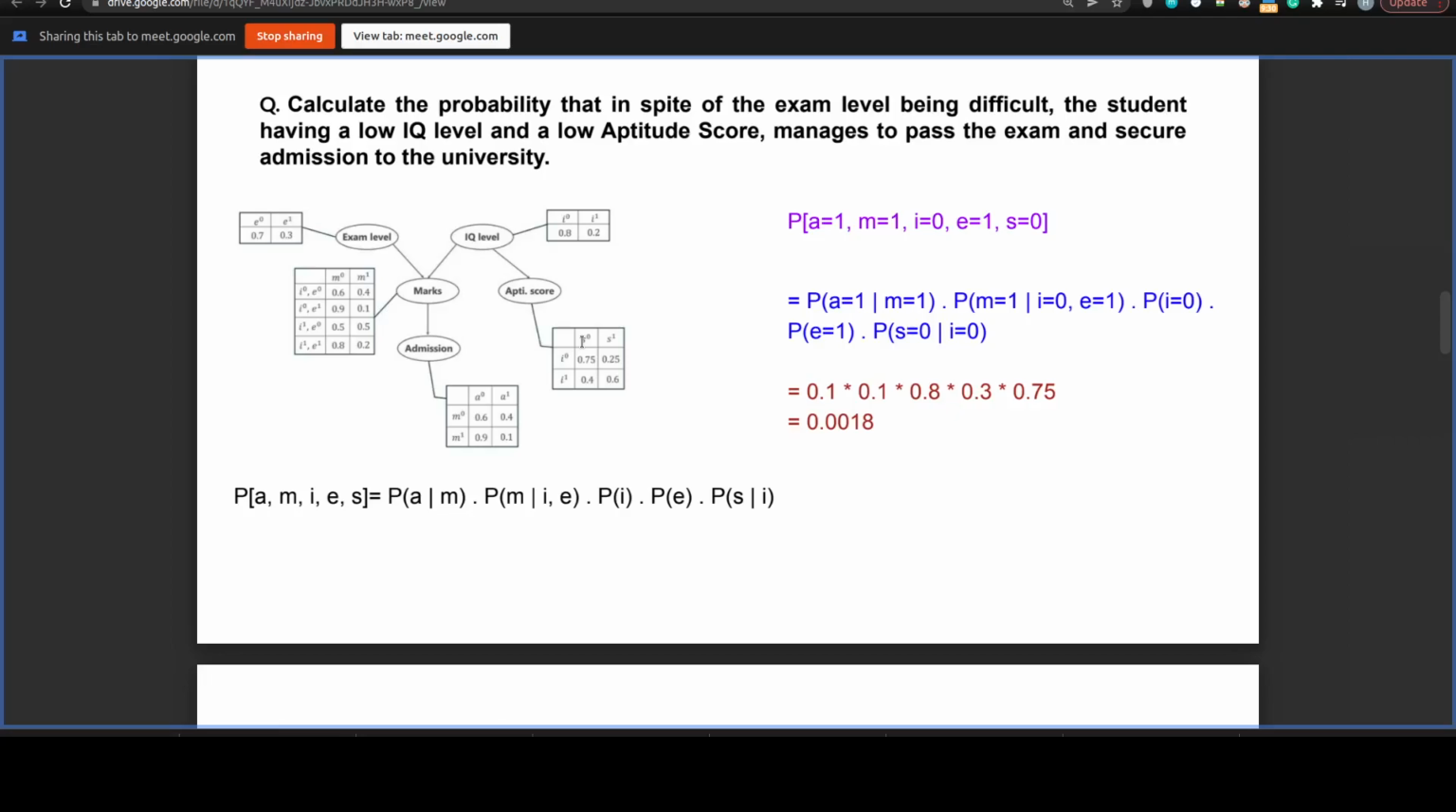That is, calculate the probability that in spite of the exam level being difficult, the student having a low IQ level and low aptitude score managed to pass the exam.